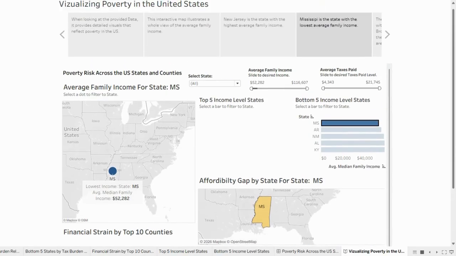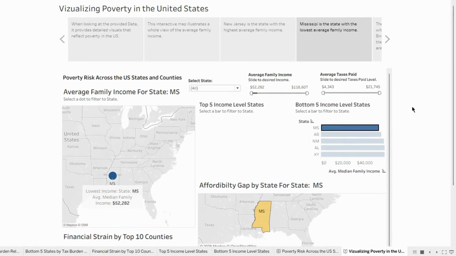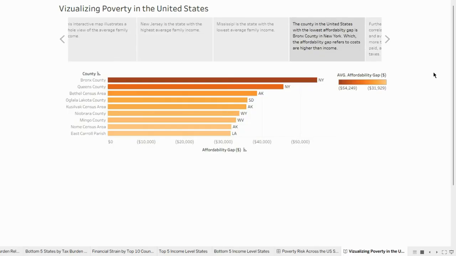Let's see here. So we follow into this, going into the county in the United States with the lowest affordability gap, which is Bronx County in New York. The affordability gap refers to costs being higher than income, as I mentioned before. And you can see the following is Queens County in New York, and then we have these following here, and you can tell the states by here. And then you can notice the difference in amount, but you can also hover and it lets you know.